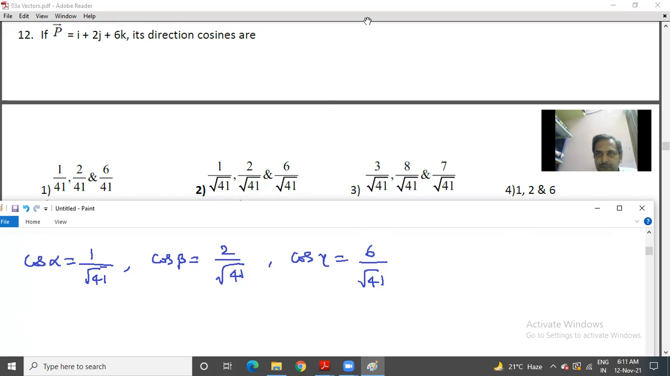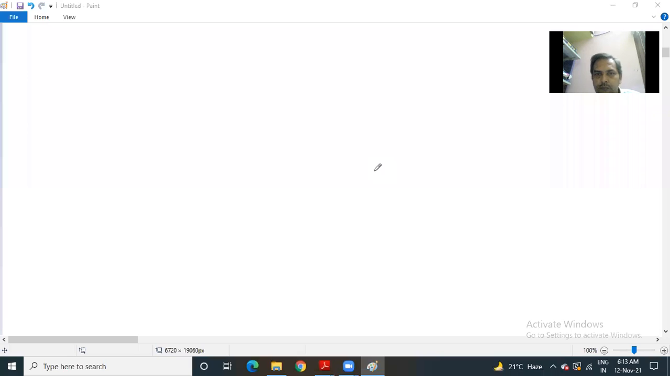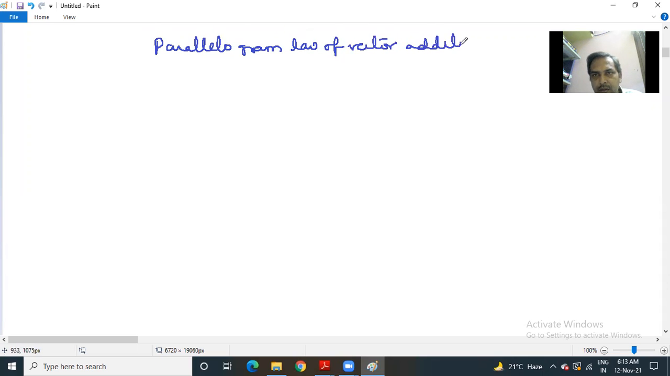Next. Now let us discuss the parallelogram law of vector addition. It is a very useful concept. Whenever you get numericals on vectors, definitely there will be a numerical on the parallelogram law. Also, definitely there will be a numerical on resolution. This parallelogram law of vector addition is included with resolution.